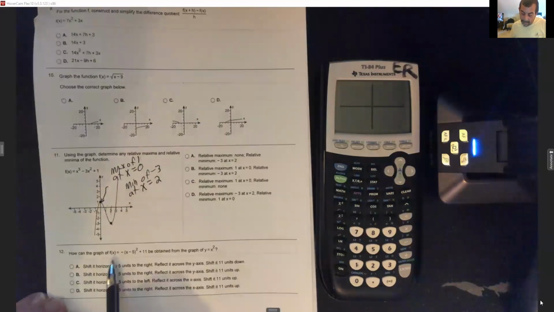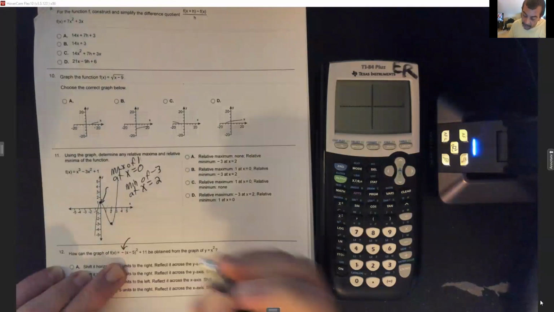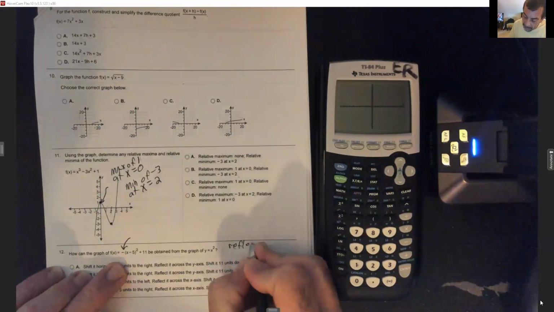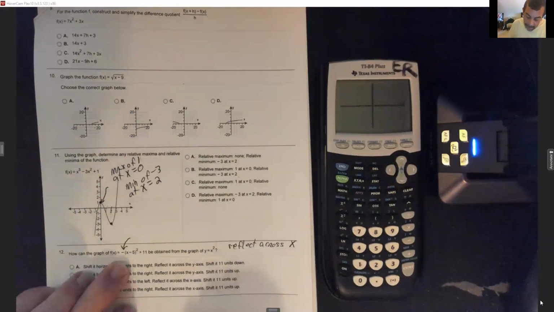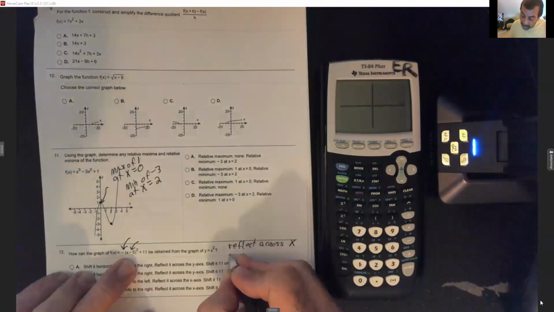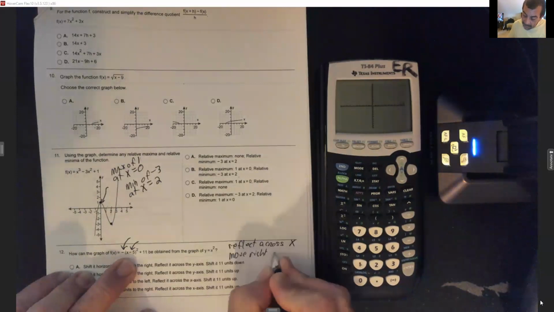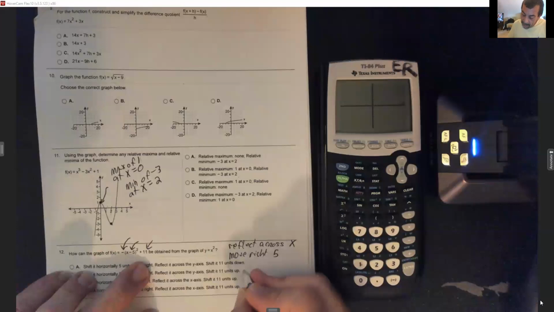How can a graph of f of x equals negative x minus 5 squared plus 11 be obtained from the graph of y equals x squared? So let's analyze the moves. That negative is going to reflect across the x-axis. That minus 5, since I'm attacking the x, is going to move right 5 units. And then that plus 11 is going to move me up 11 units.